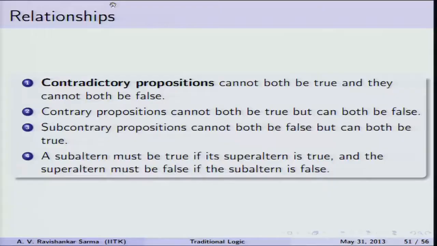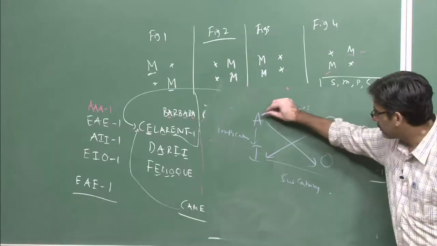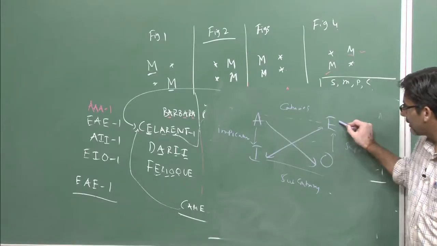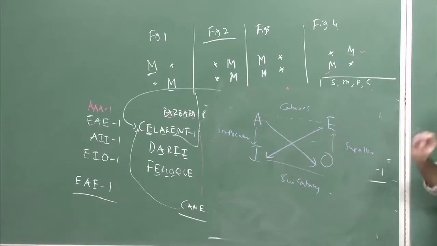Now in a quick nutshell, two statements are considered to be contradictory if both cannot be true, and they cannot be both false as well. That means if one proposition is true, the other proposition has to be false. Contrary propositions cannot be both true, but they can both be false. If one is false, another one can also be false, but both cannot be true.